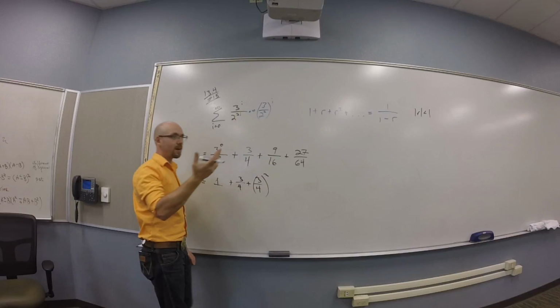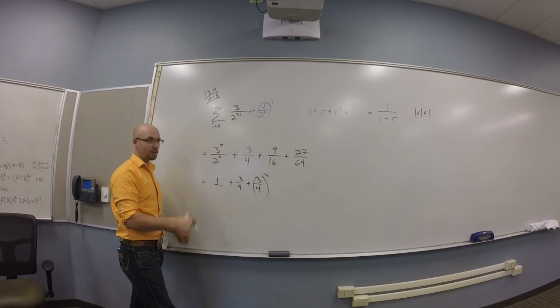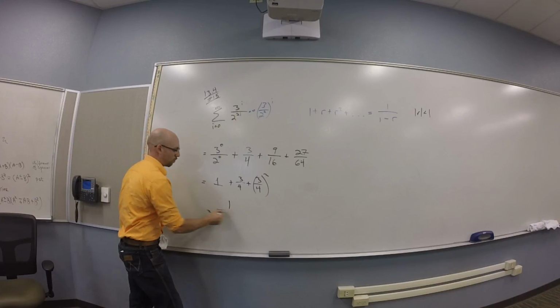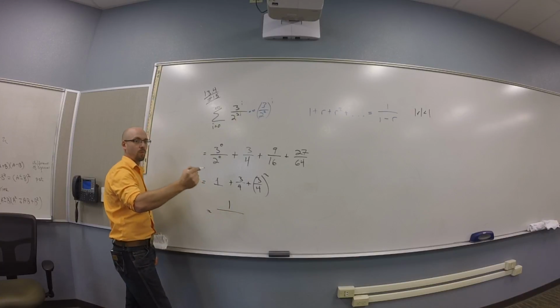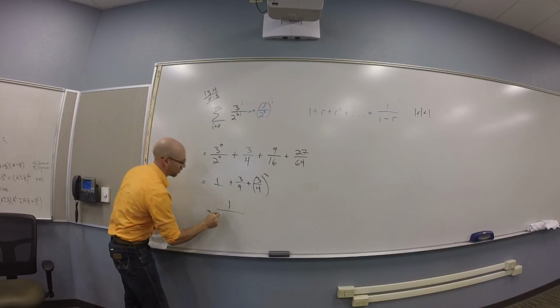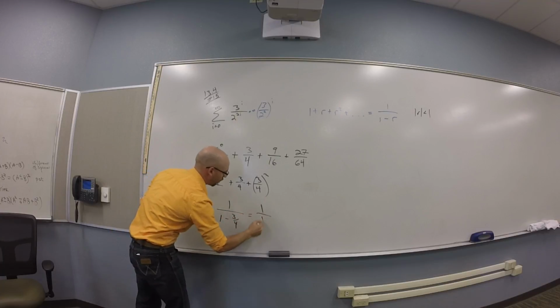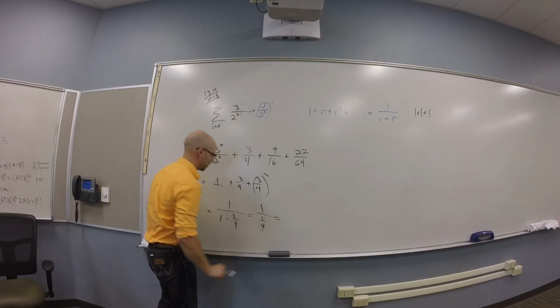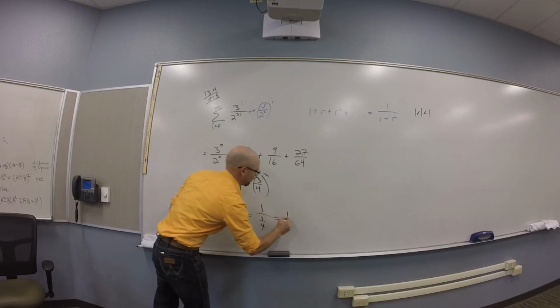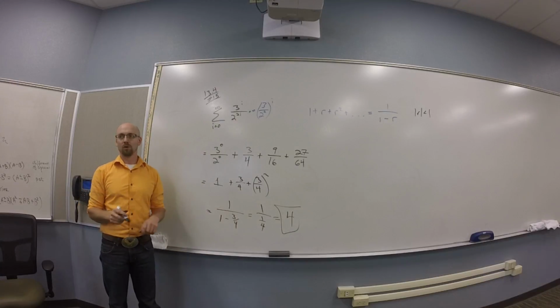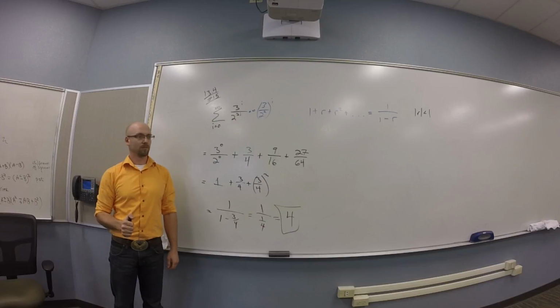Okay, so this one just straight up looks like the formula, right? No factoring necessary. So what do you get? 1 over 1 minus 3/4, which gives you 1 over 1/4, which gives you 4. Cool, check that. All right.